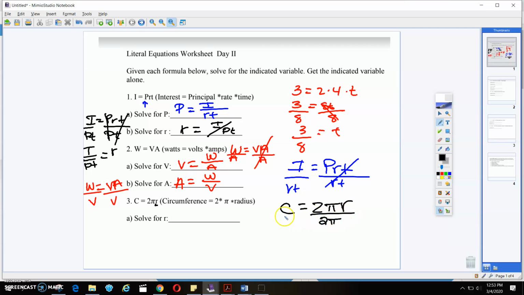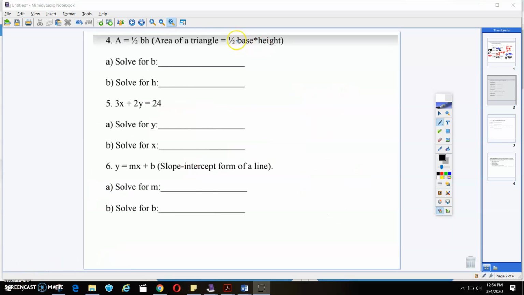We're going to divide by 2 pi. Not 2 pi, 2 pi. Okay? So, I know, I'm so funny. All right, so r is going to equal c divided by 2 pi. Okay? Okay, so on number 4, you've got area of a triangle.